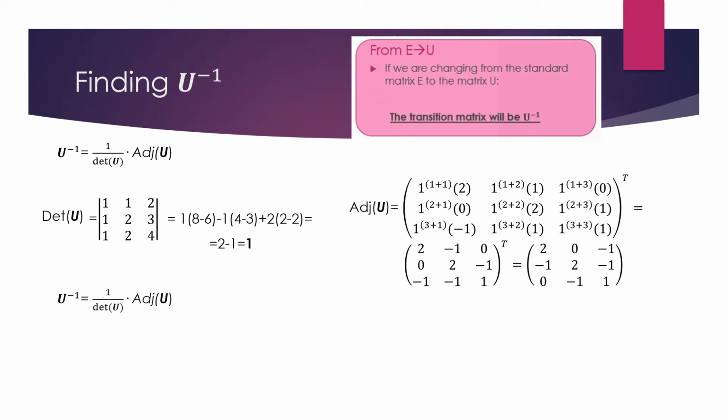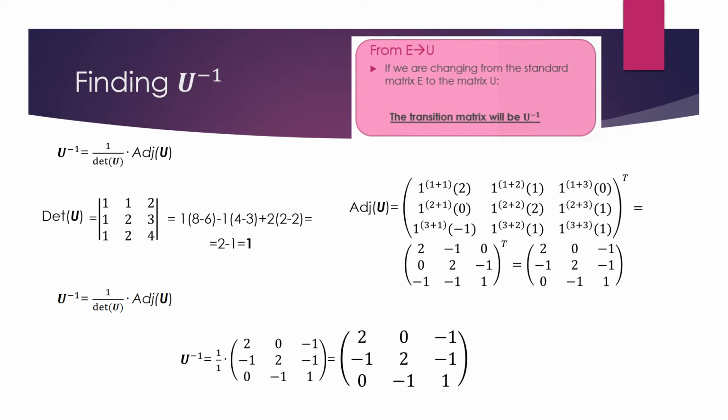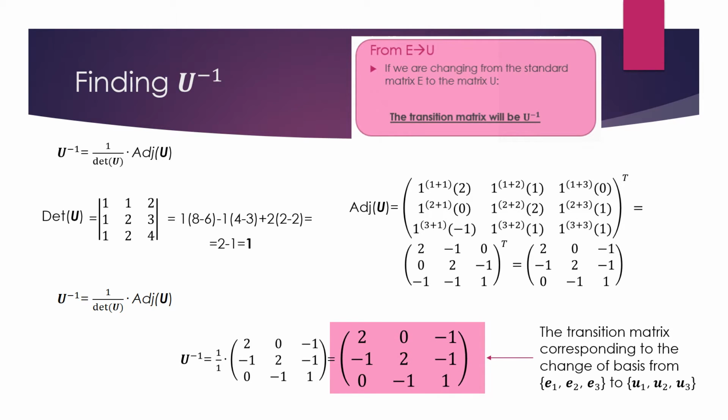Now we go back to our equation and substitute our determinant and our adjoint of U. Our final result is just our adjoint matrix, so we get U inverse equals [2, 0, negative 1], [negative 1, 2, negative 1], and [0, negative 1, 1], which is the transition matrix corresponding to the change of bases from E1, E2, E3 to U1, U2, U3.